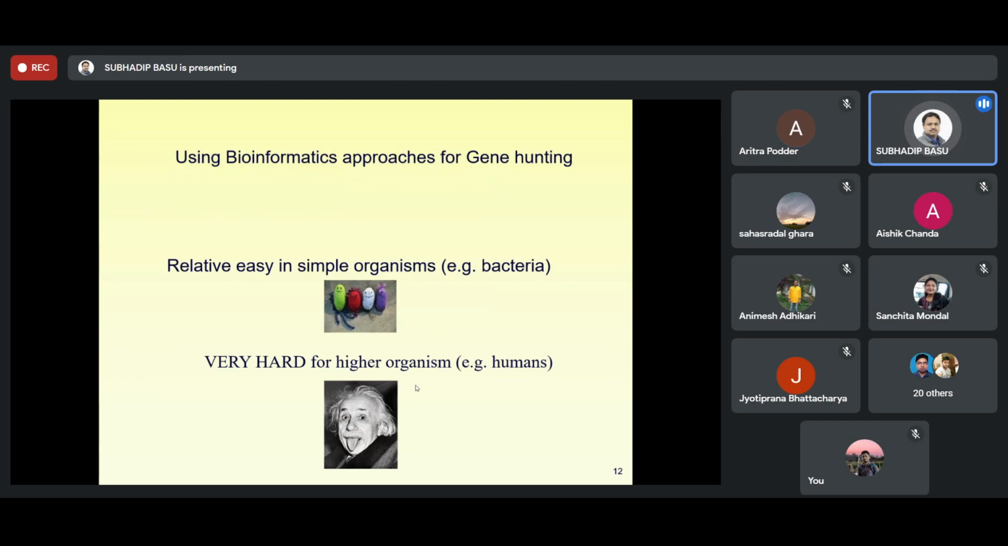Using bioinformatics approaches for gene hunting is relatively easy for simple organisms, but very high complexity and extremely challenging for complex organisms. Not just in humans, shrimps, and even in the mammalian family, they are extremely complex. The mammalian family.